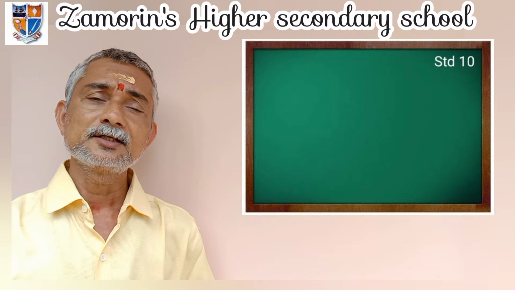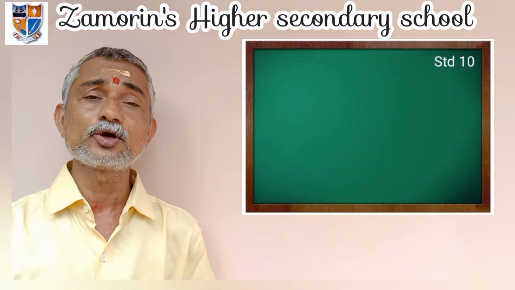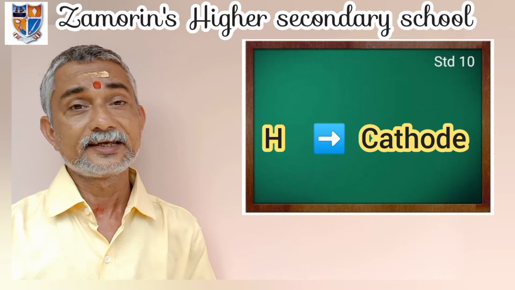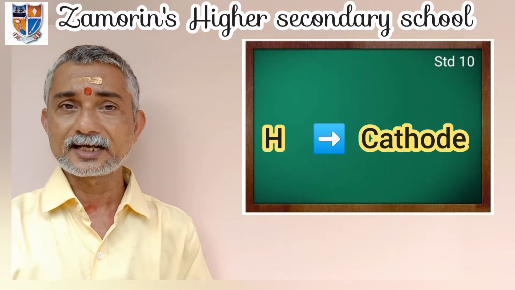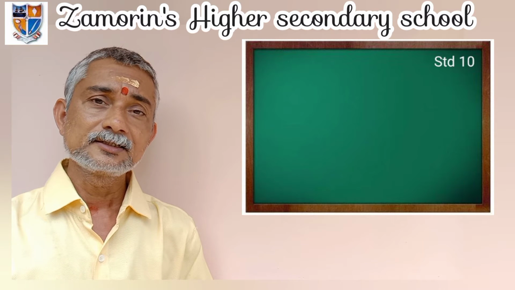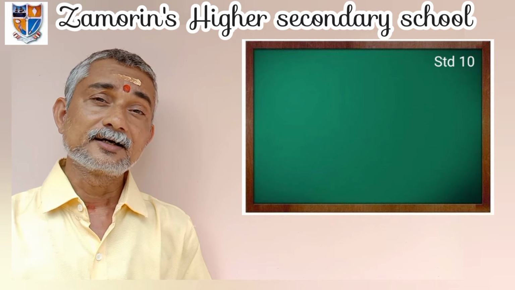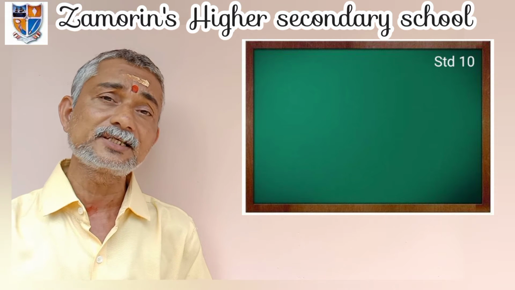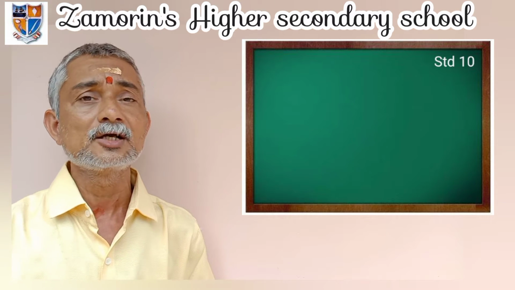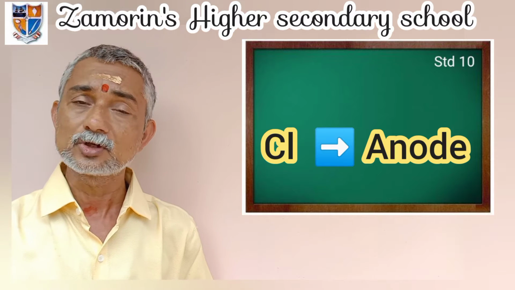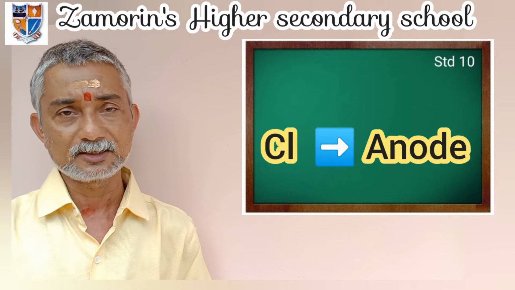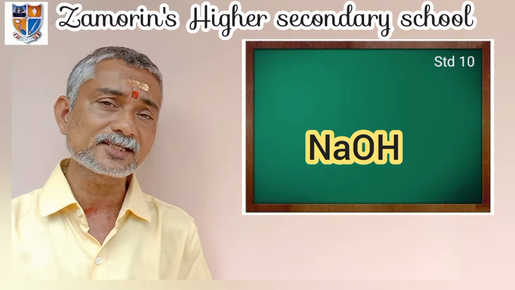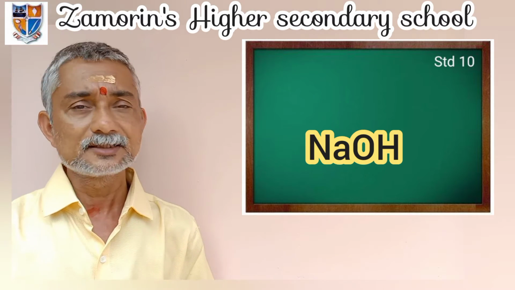So, here in the case of Na+ and H3O+, hydrogen is moved to the negative terminal or cathode. And in the case of Cl- and OH-, electronegativity is high in the case of chlorine, so it will move to the anode or positive terminal, and NaOH, that is Na+ and OH-, will remain in the solution.